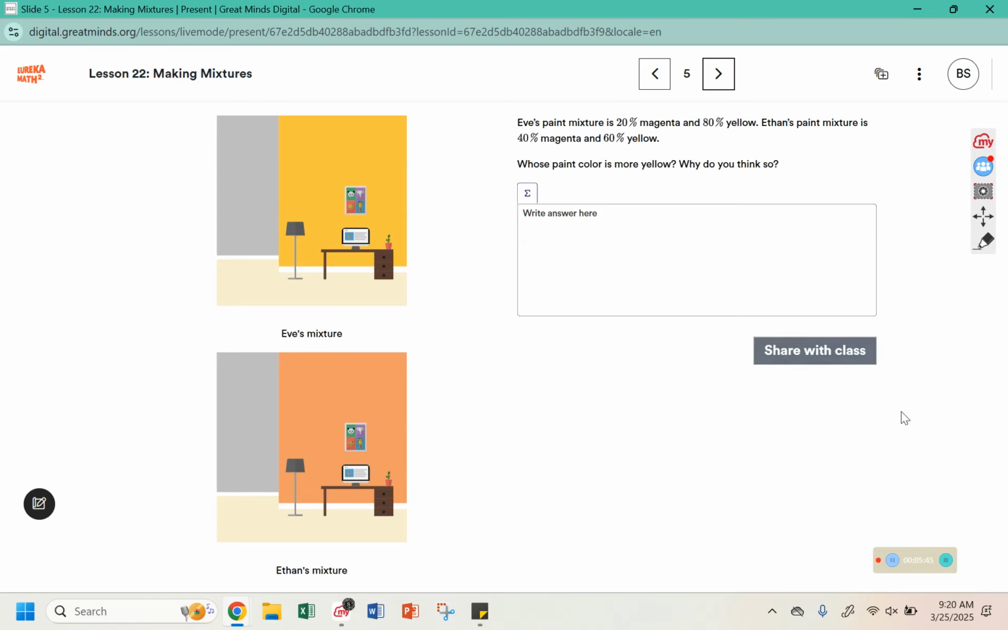Eve's paint mixture is 20% magenta and 80% yellow. Ethan's mixture is 40% magenta and 60% yellow. Whose paint color is more yellow, and why do you think so?